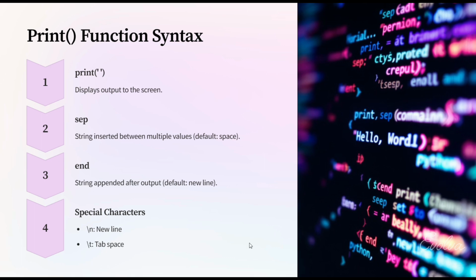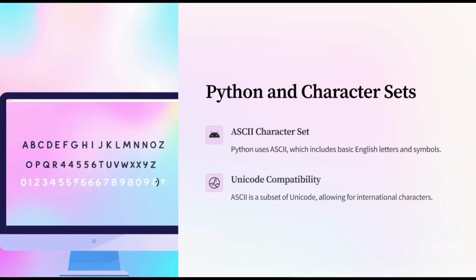And there are many other special characters in the print function. One is \n and the other is \t. \n is used for a new line and \t is used for tab space. Python uses the traditional ASCII character set. The latest version recognizes the Unicode character set.